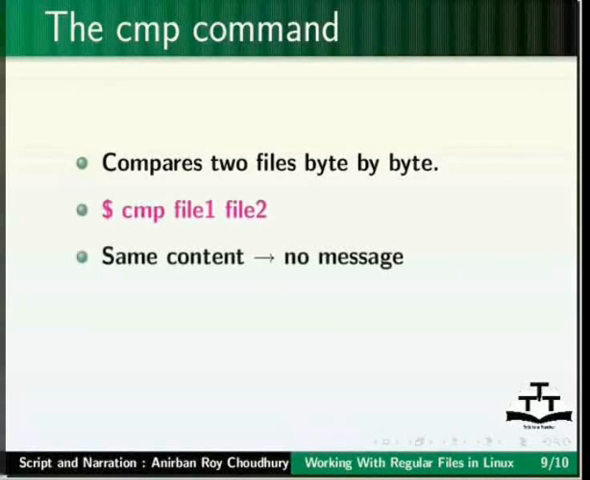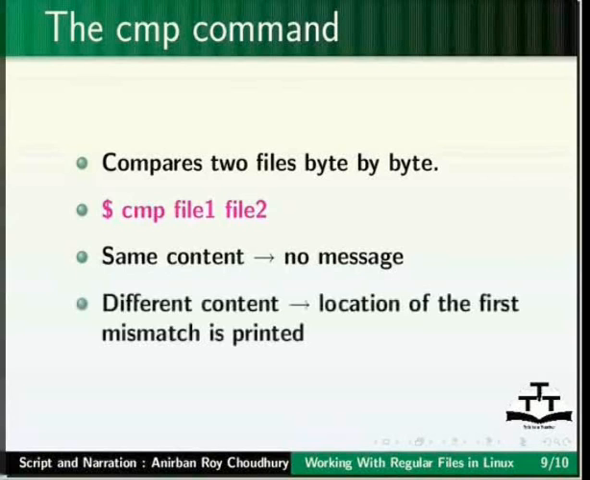To compare file 1 and file 2, we would write cmp space file 1 space file 2. If the two files have exactly the same content, then no message would be shown. Only the prompt will be printed. If there are differences in their contents, then the location of the first mismatch will be printed on the terminal. Let us see how cmp works.